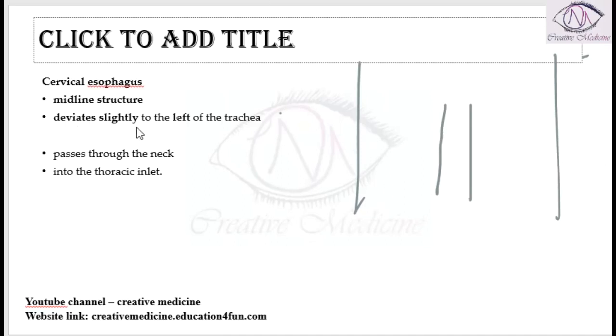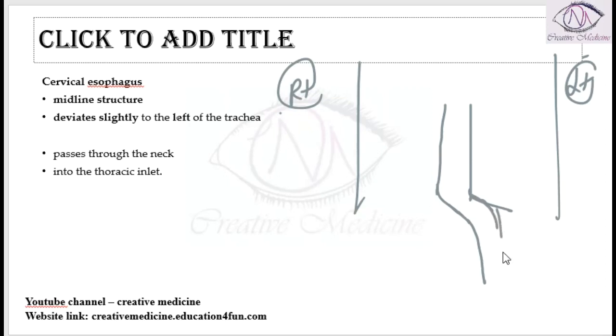Okay, and then it deviates to the left of the trachea. This is left and this is right. So, it deviates to the left of the trachea like this, and then it passes into the thoracic inlet through the neck. Okay, so this is cervical esophagus. The trachea will be somewhere here like this. So now it is passing to the left of the trachea like this, and it is going downwards into the thoracic inlet through the neck.